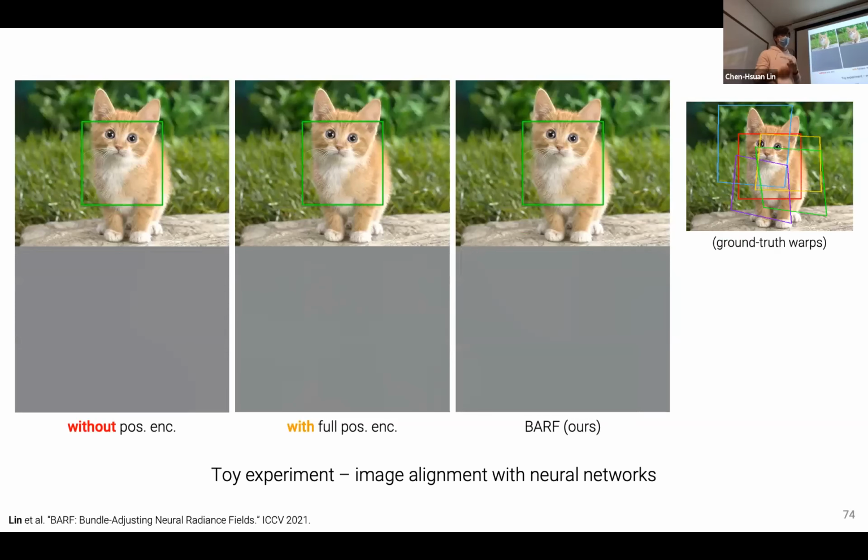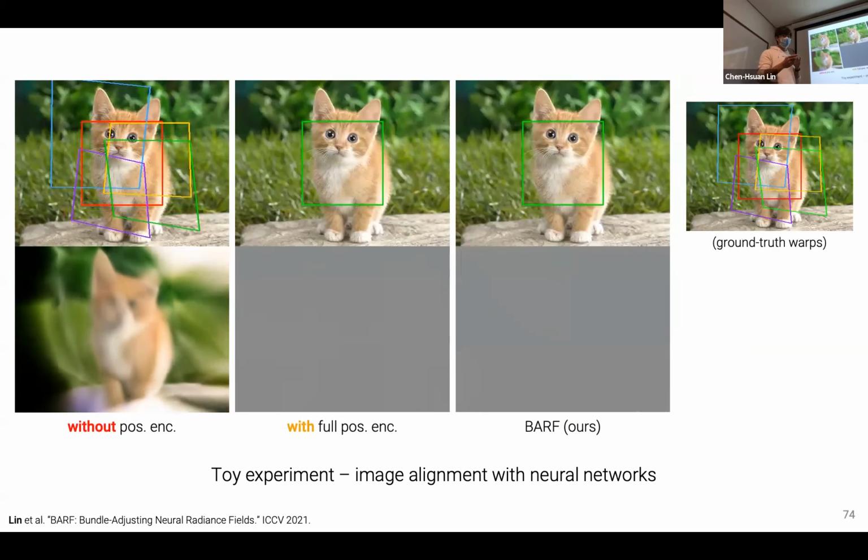So if we compare against different baselines, like the case without any kind of position encoding, we can see that it can't really model these high frequency scene image representations, but it can allow us to learn roughly the corresponding warps of this kitty cat.